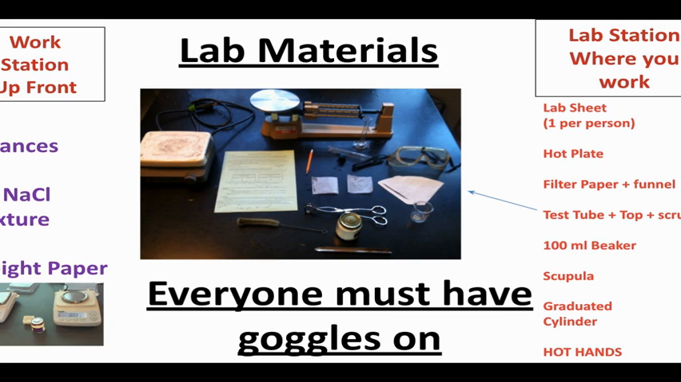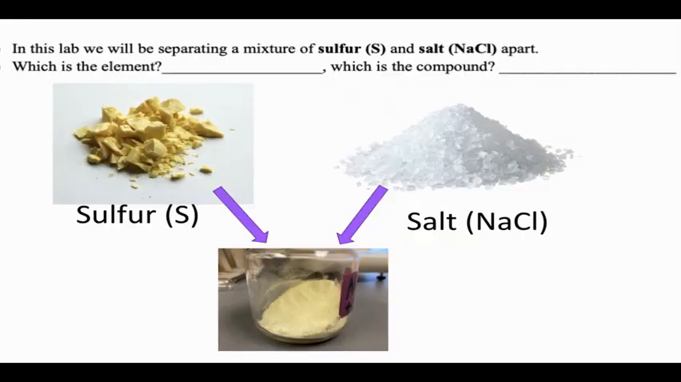At the lab station where you work, you will need to bring your lab sheet. You will find a hot plate. You will bring filter paper and a funnel, a test tube with a rubber top and scrubby, a 100 milliliter beaker, a scoopula, a graduated cylinder, and some hot hands. It's important to remember that every time you're working in a lab at your lab station, you must have safety goggles on.